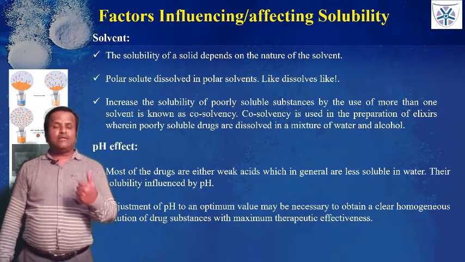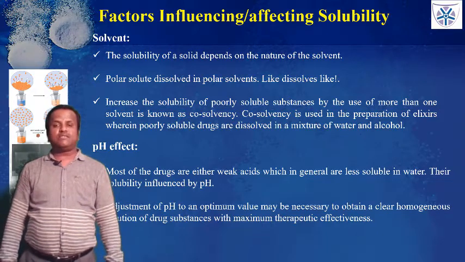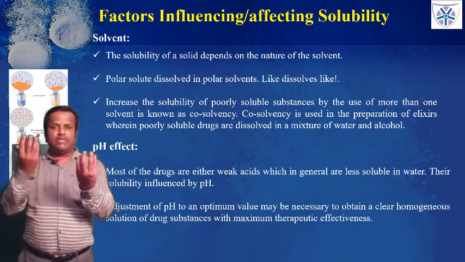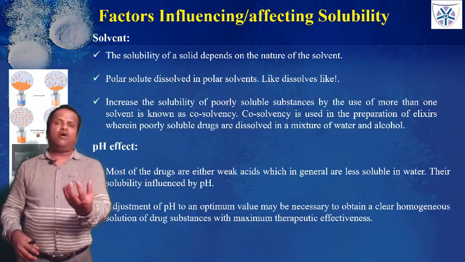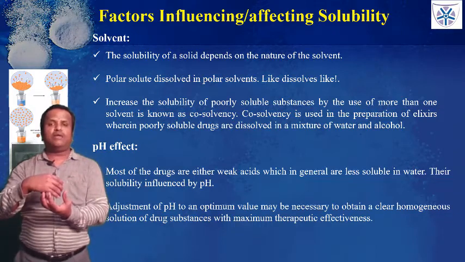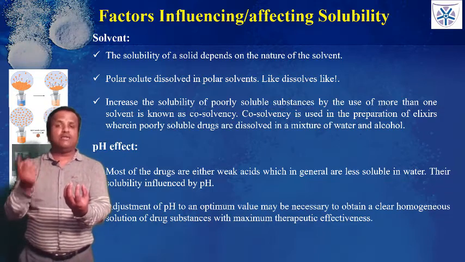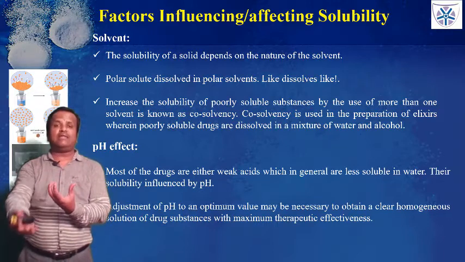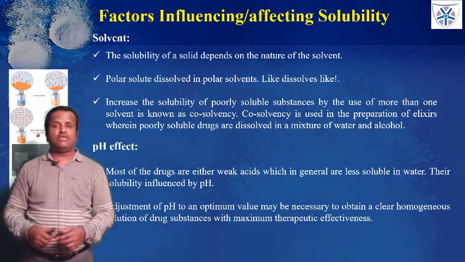The next one is increasing the solubility of poorly soluble substances by use of more than one solvent. If I have a solvent and solute, and I am adding the solute into the solvent, the solubility takes a long time, or it is not miscible. Then what I can do is bring a third component, another solvent, to help the first solvent solubilize the given solute molecule. The second solvent, the incoming or extra solvent we are adding, is called a co-solvent. The process is called co-solvency.